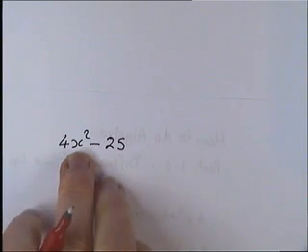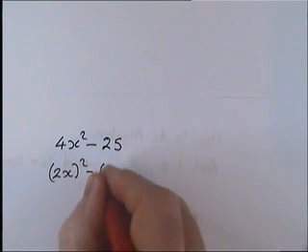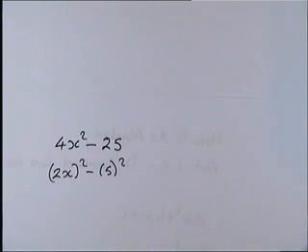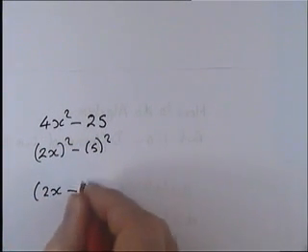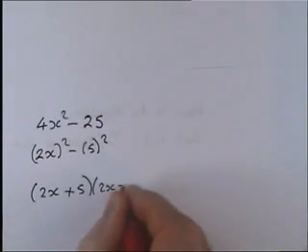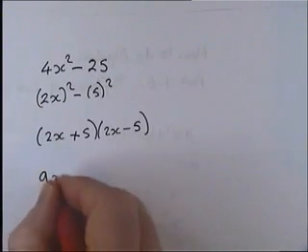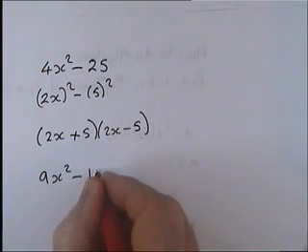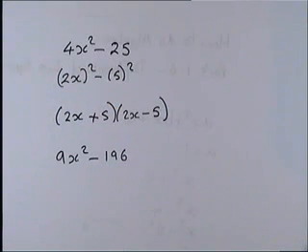Just before we finish the video though, you can actually have questions like this, because this is also a square number. You can write this as, if you wanted to, 2x all squared minus 5 squared. So the difference of two square numbers this time. So it's going to be 2x plus 5 and 2x minus 5. So both terms can be square numbers. Now remember, you're meant to know your first 15 square numbers, so don't be put off if it's something like the following: 9x squared minus 196. See if you can work out that answer, please.